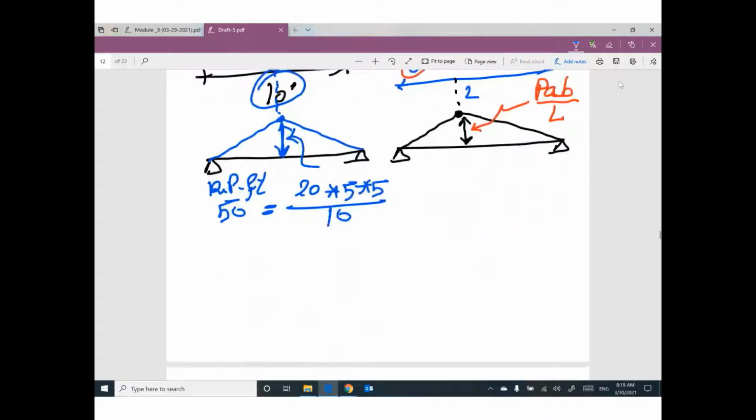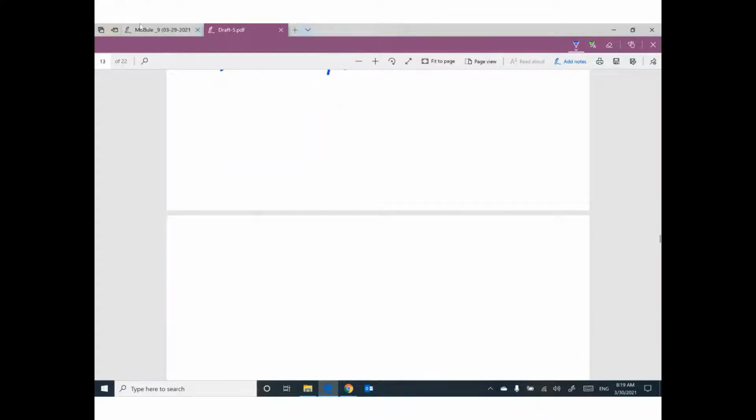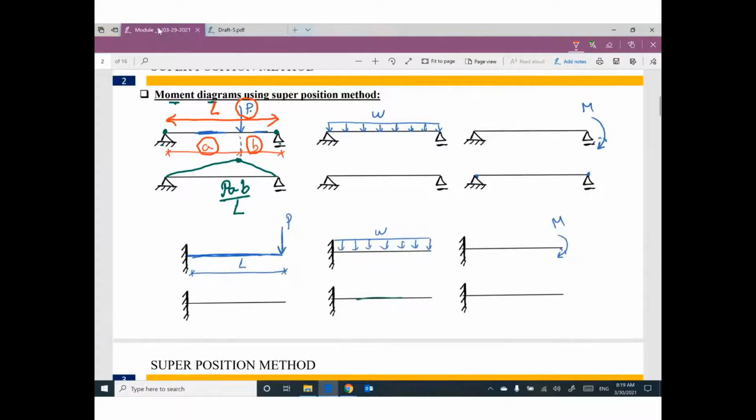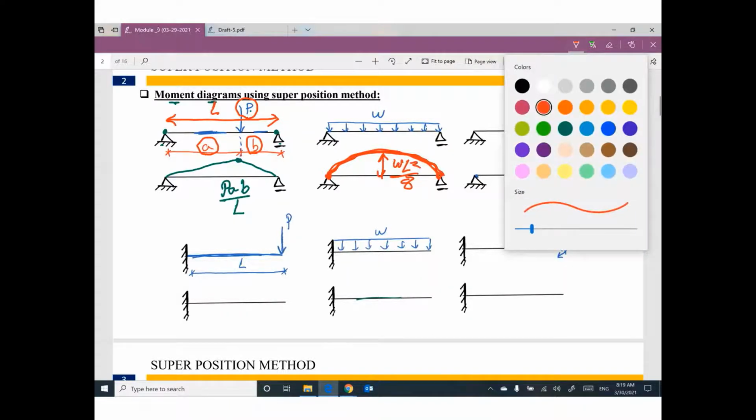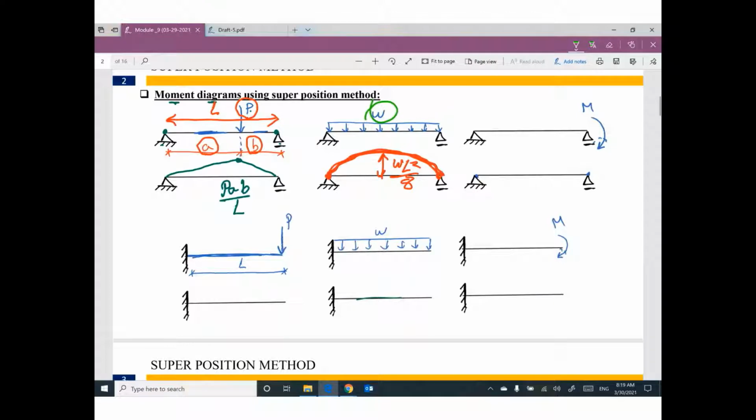Any question? Piece of cake. If you have simply supported beam between hinge and roller, and you have uniform distributed load with value W, the bending moment diagram will be parabola, second order parabola. This value of the moment will be W L square divide 8. W is the applied distributed load. L is the total length of the beam.